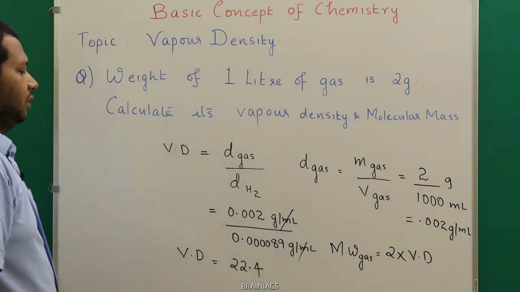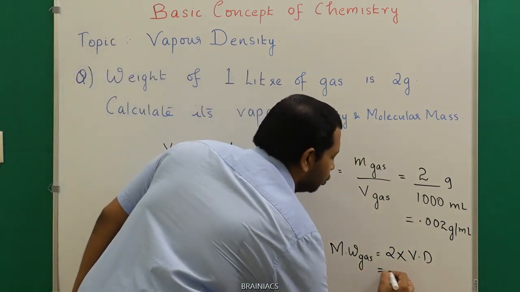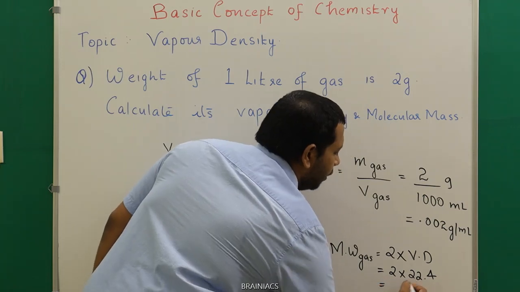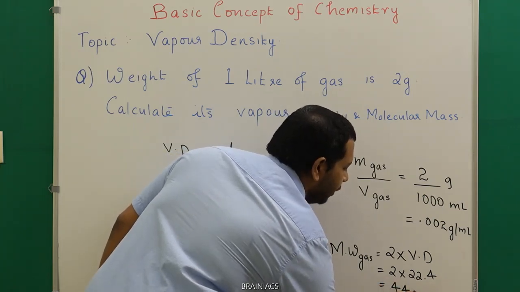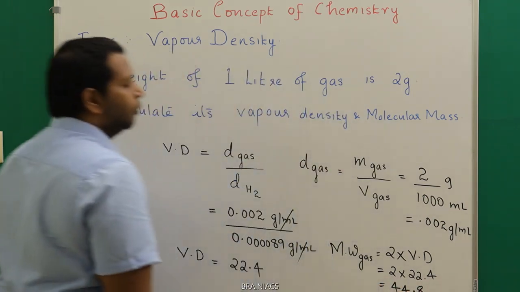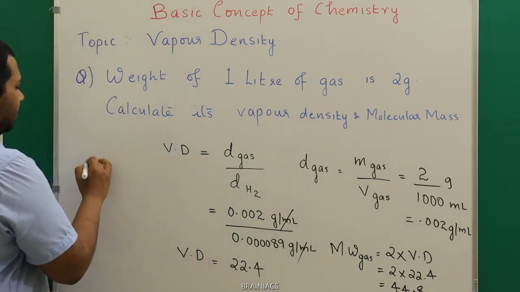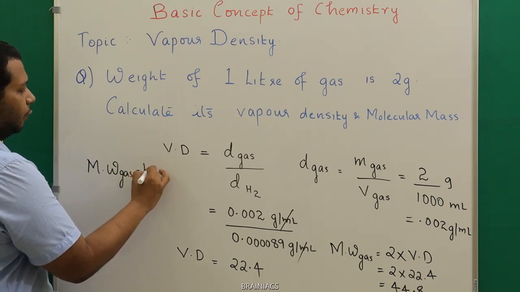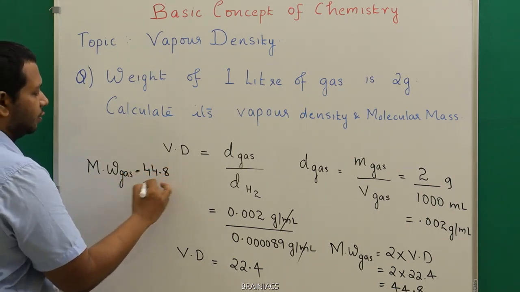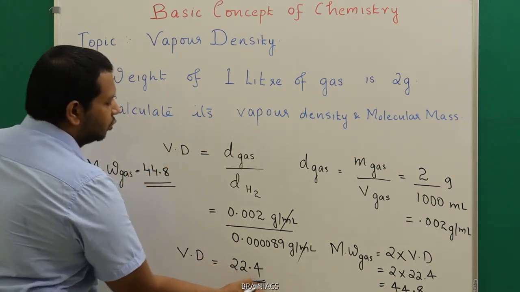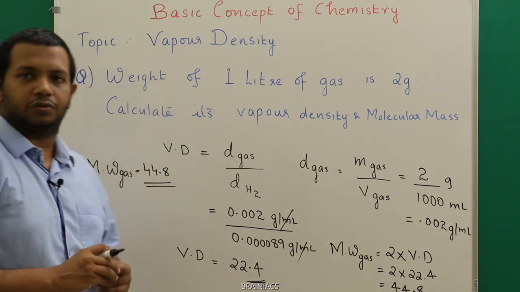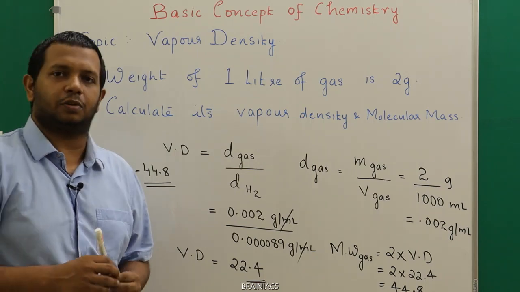Correct? So how you can write that? 2 into 22.4, that is equal to 44.8. So what is the molecular mass of the gas? MW of the gas, we are getting it as 44.8. So we got 2 answers. These 2 are what they are asking you to calculate. I hope you understood how to do this question. So we will switch to the next question.